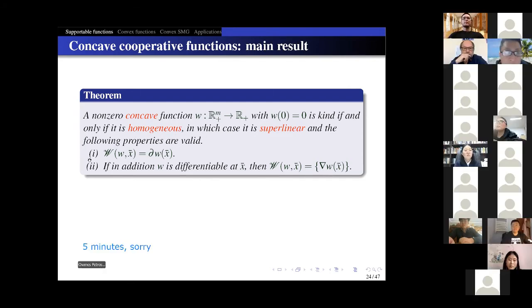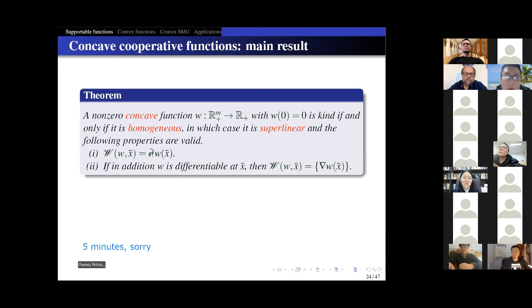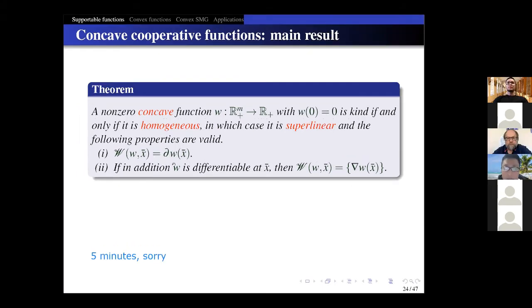And in this case, the Walrasian call is always a superdifferential of this function W at the point x bar. And the superdifferential is a standard concept in convex analysis. Also, in addition, if W is differentiable, then from standard convex analysis, we know that its superdifferential has a single point, that is the gradient at this point. And here we have the Walrasian call has a single point.